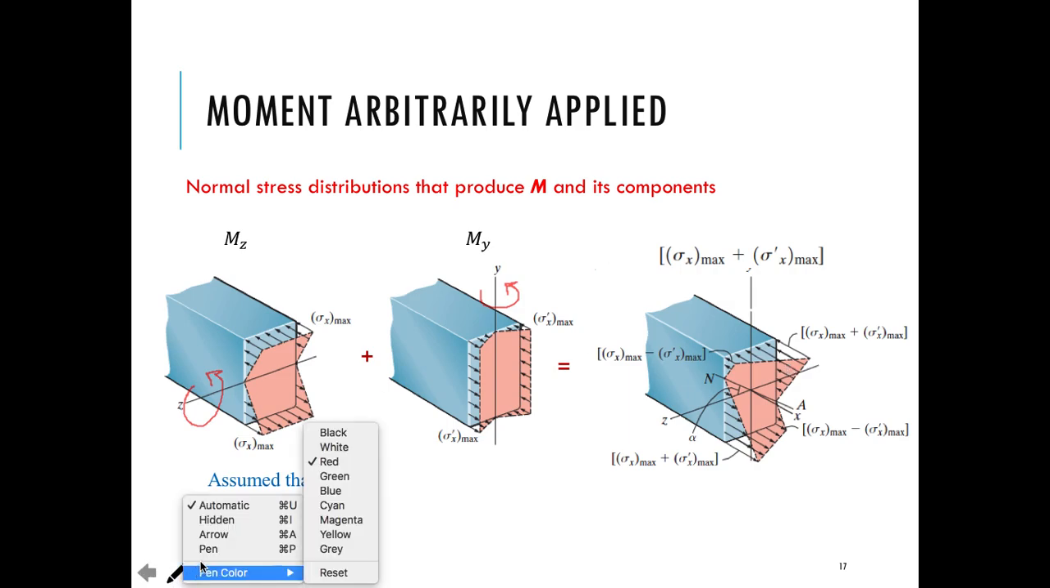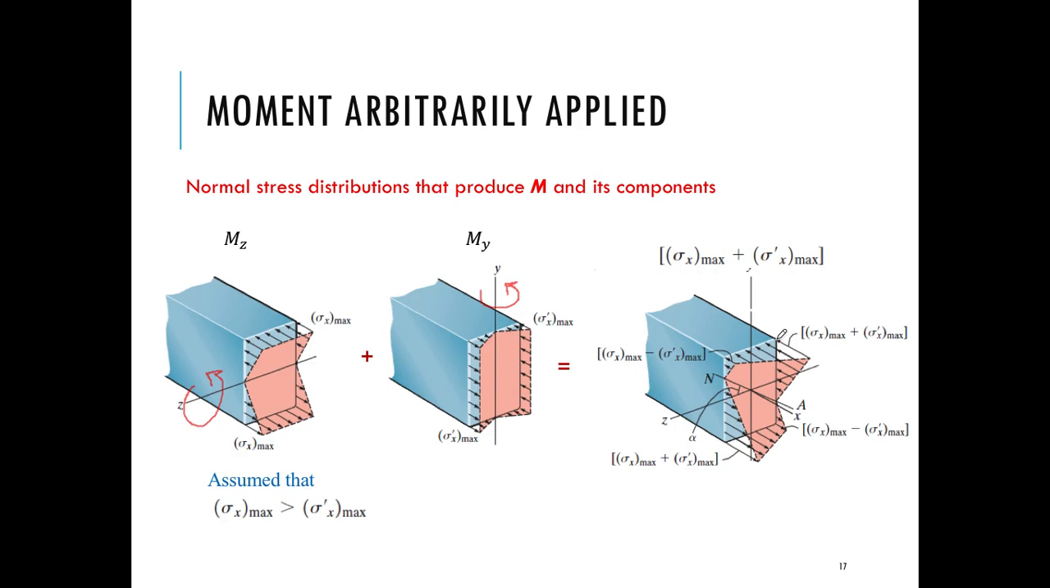So for example, what's happening is that let's say I look at this corner right here. At this corner I can see that because of my Mz I'm getting a compressive stress, and because of my My I'm also getting a compressive stress, such that their two effects add up and I get a larger total compressive stress acting at that point. Correspondingly, if I look at this corner, I can see that on this corner there is a tensile stress because of Mz and also a tensile stress because of My, such that at this corner I get a total larger tensile stress.